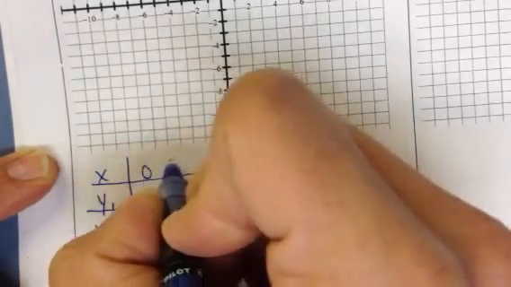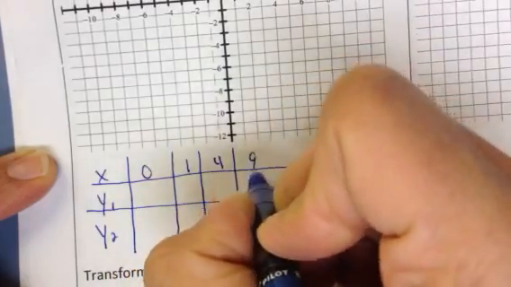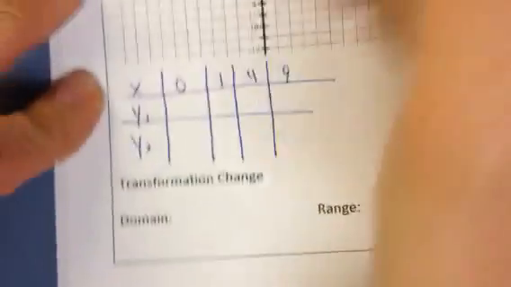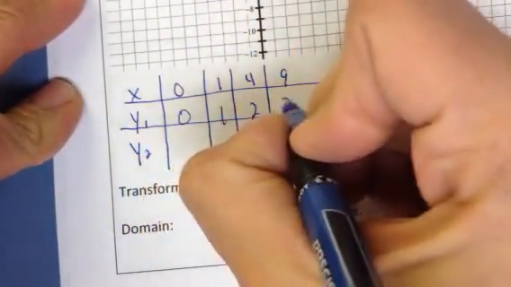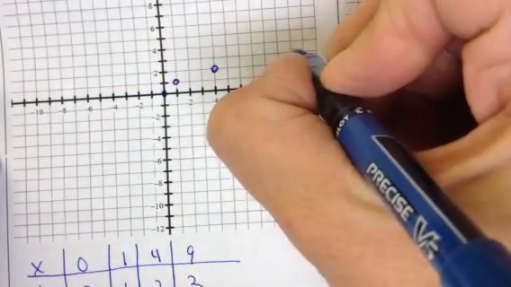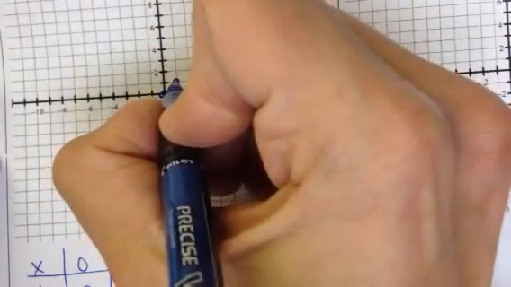we chose the numbers 0, 1, 4, and 9 because I can take the square root of them very easily. So the square root of those numbers are 0, 1, 2, and 3. Okay, so here they are graphed. And I'm not going to connect them. I'm just going to leave them be.